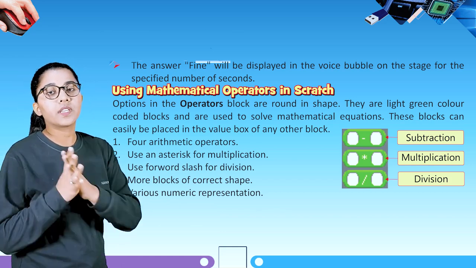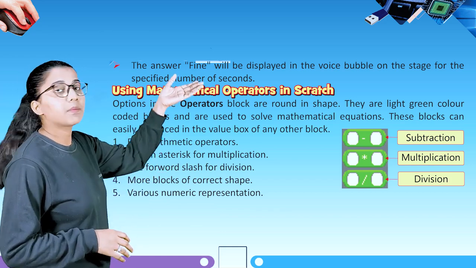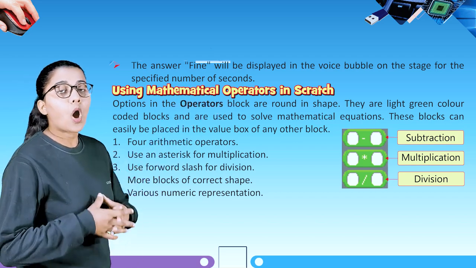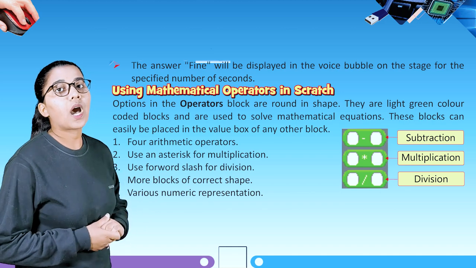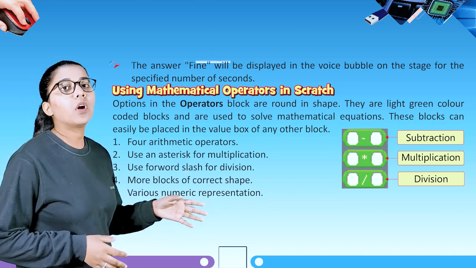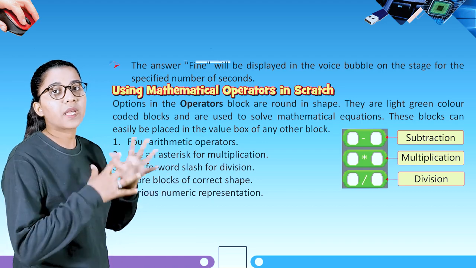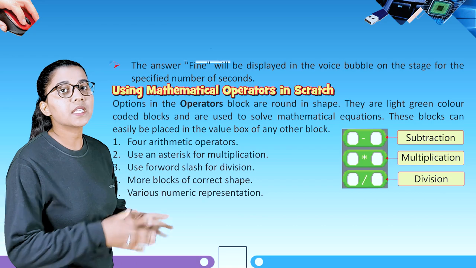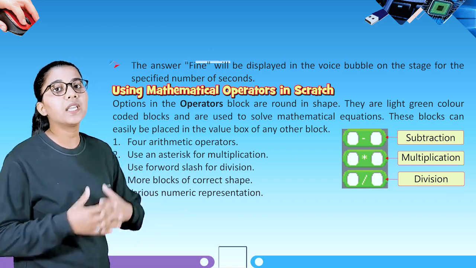Now, students, our next topic is using mathematical operations in Scratch. So, students, the options in the operators block are round in shape. They are light green colored coded blocks and are used to solve mathematical equations. These blocks can easily be placed in the value box of any other block.